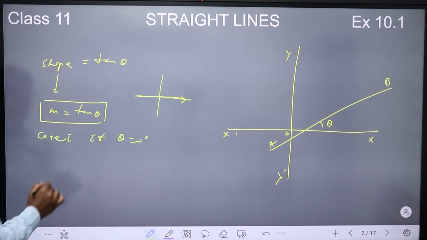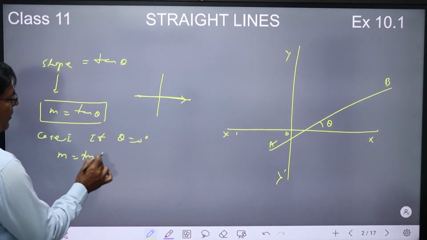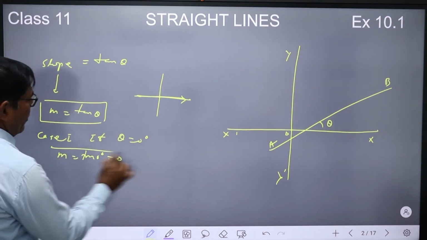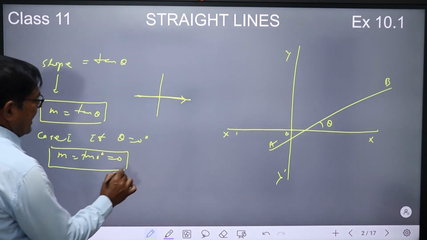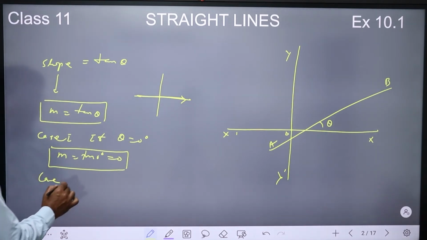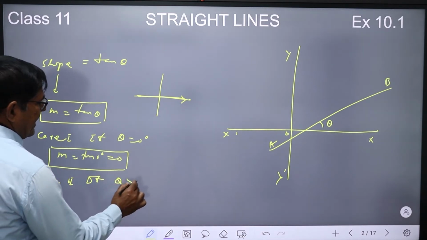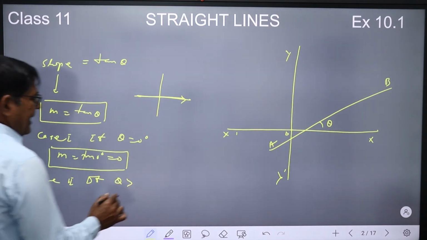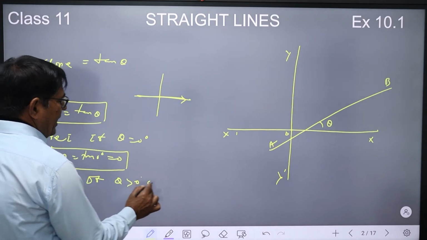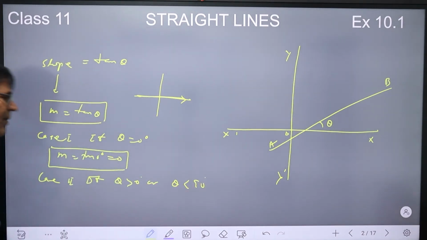So if theta is equal to 0, then slope m will be tan of 0 degree, and tan 0 is 0. So if the line is inclined with x-axis at 0, then its slope will be 0. Second case, if theta is greater than 0 degree and less than 90 degree, then theta will be acute.